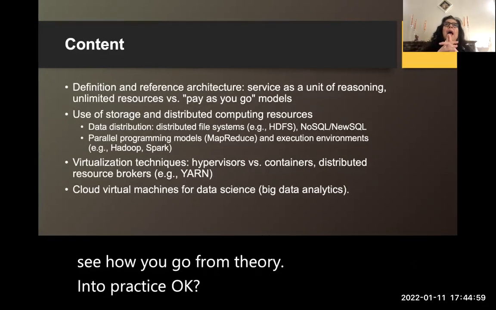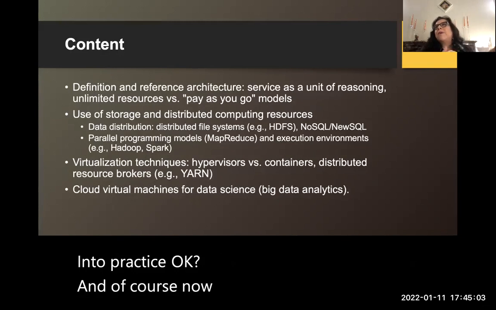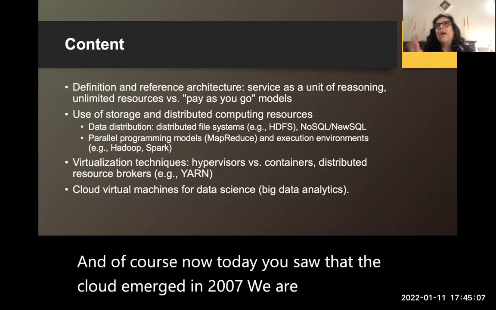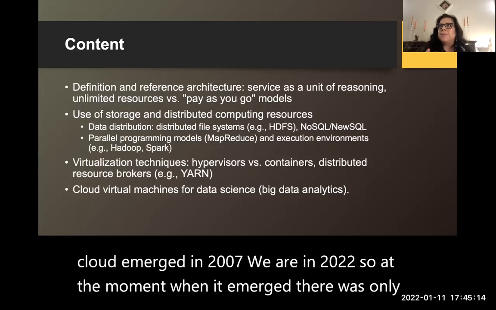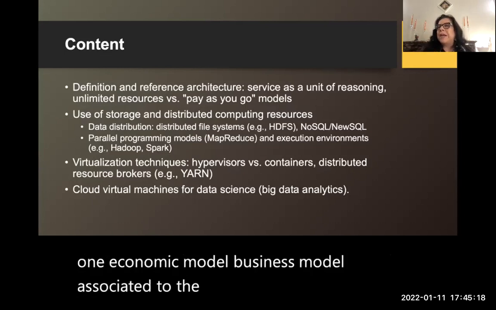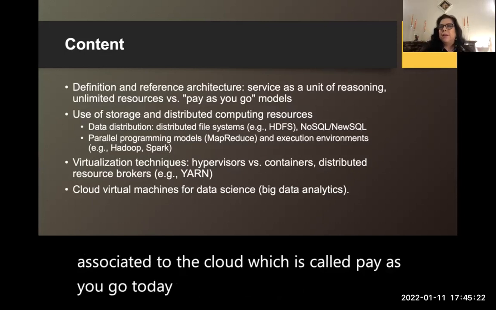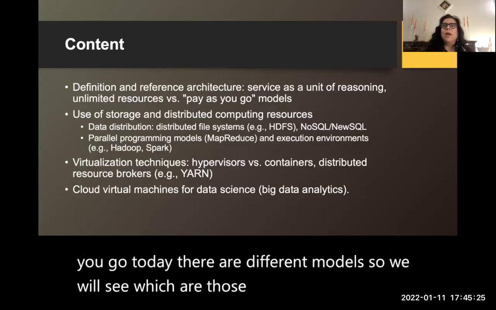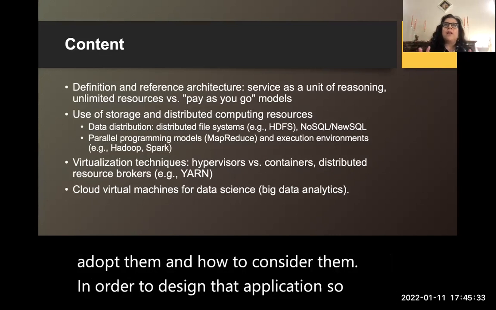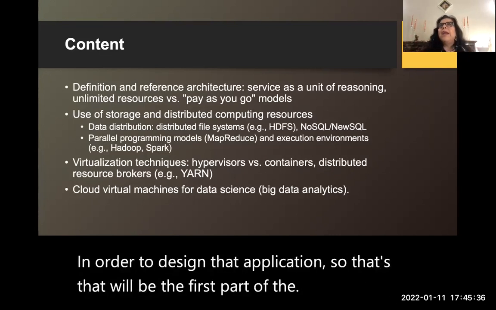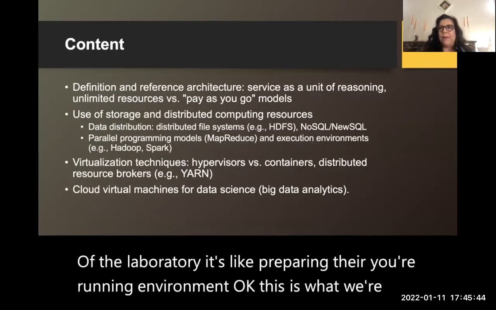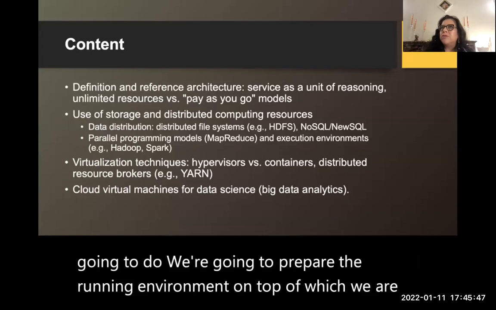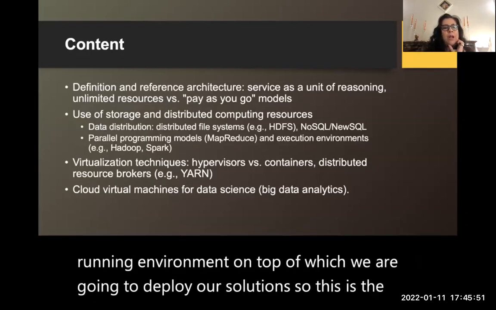And of course, today you saw that the cloud emerged in 2007. We are in 2022. At the moment when it emerged, there was only one economic model, business model, associated to the cloud, which is called pay-as-you-go. Today, there are different models, so we will see which are those models and how to adopt them and how to consider them in order to design our application. That will be the first part of the laboratory. It's like preparing your running environment. We are going to prepare the running environment on top of which we are going to deploy our solutions.